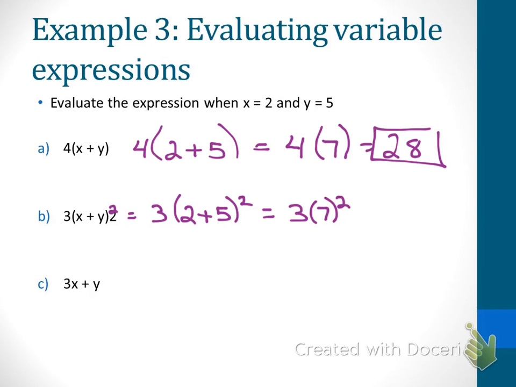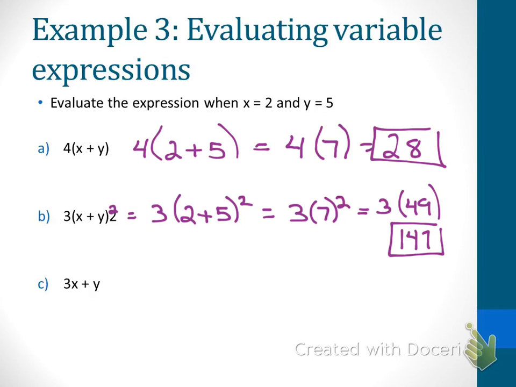Now let me ask you this. Do I do 3 times 7 is 21 and then square it? Or do I square 7? You square 7. I need to square 7 to get 49. 3 times 49 gives me my answer, 147. All right, that's why order of operations is so important.